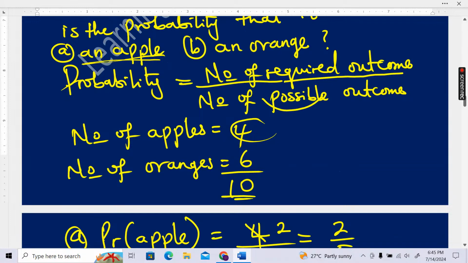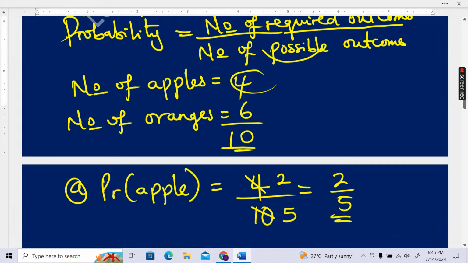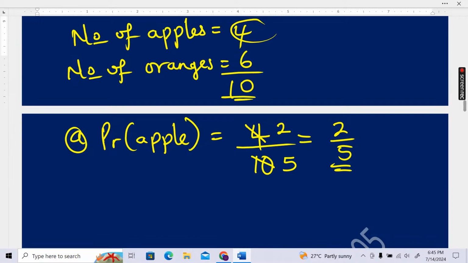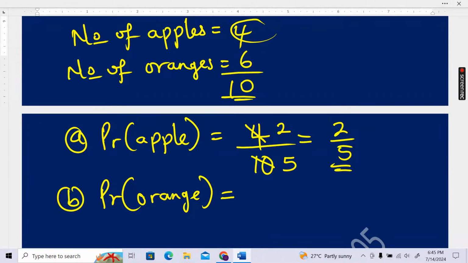The second one says, what is the probability that it was an orange? So the B part will be probability of orange. The required outcome is orange. That's 6 over the number of possible outcome, that is total, which is 10. All right, now let's reduce to the lowest term. 6 divided by 2 is 3. 10 divided by 2 is 5. So the answer will be equal to 3 over 5. So this is the simplest of all probabilities.